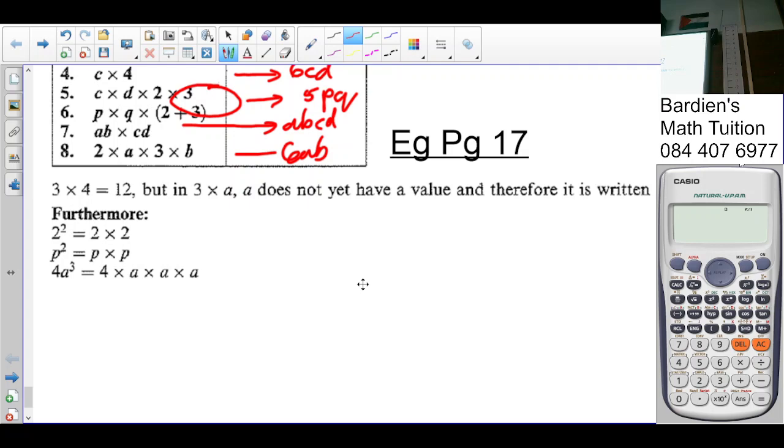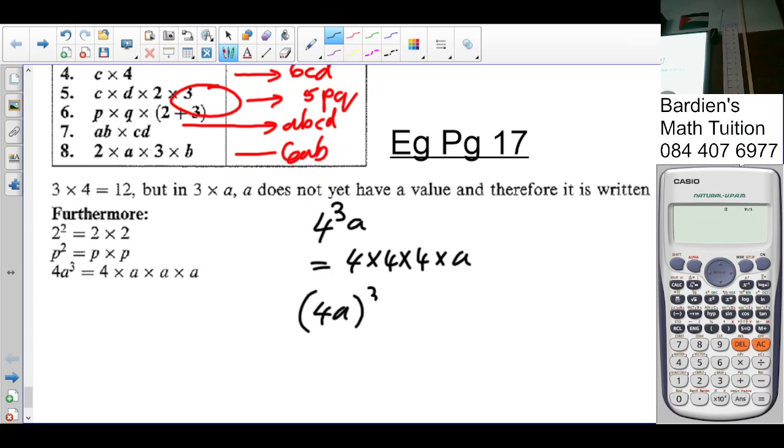Furthermore, we know from exponents that 2 squared is 2 times 2. P squared is P times P. 4A cubed is 4 times A times A times A. And then 4A all cubed will be 4A times 4A times 4A. You see the difference there? Here the cube is on the A, and here it's on all of it.